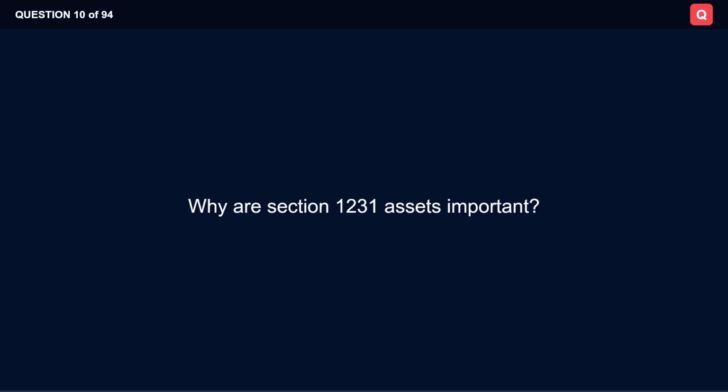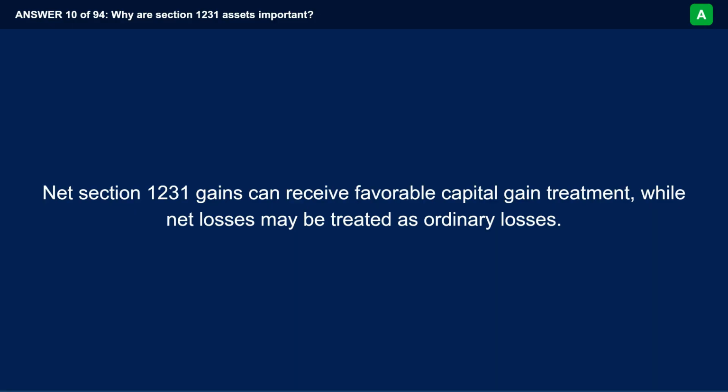Why are Section 1231 assets important? Net Section 1231 gains can receive favorable capital gain treatment, while net losses may be treated as ordinary losses.